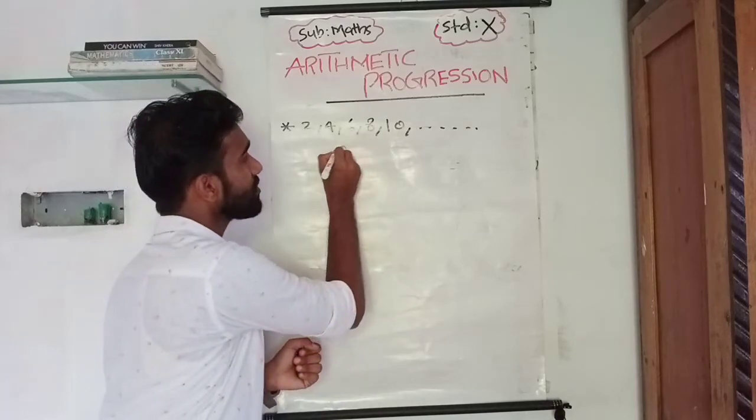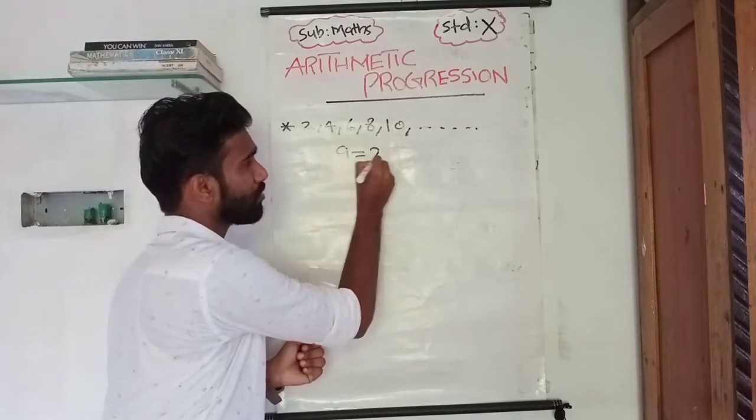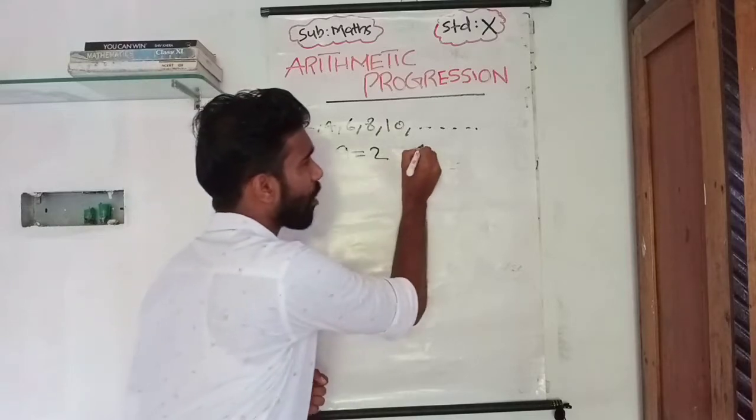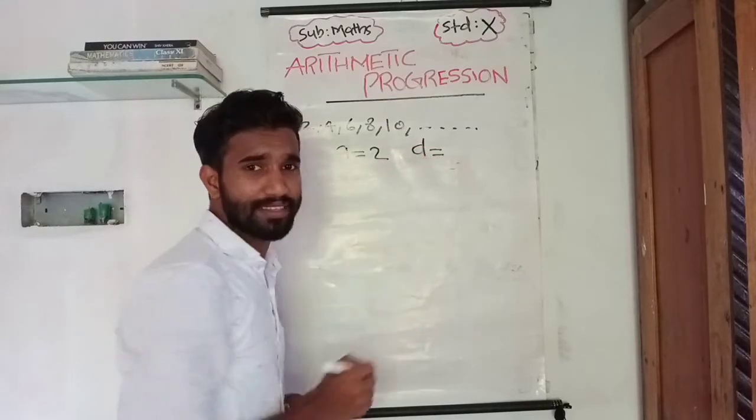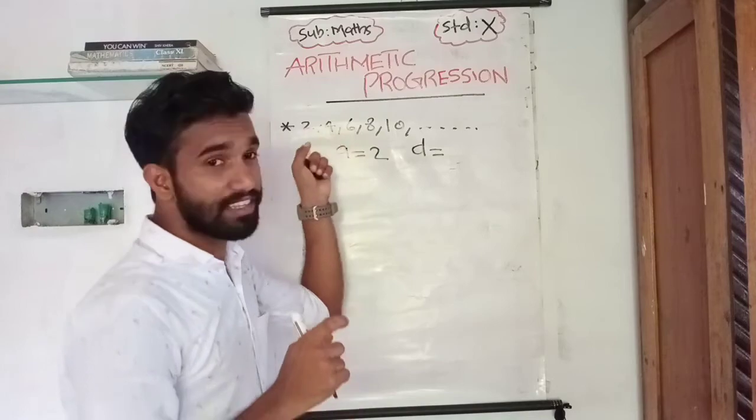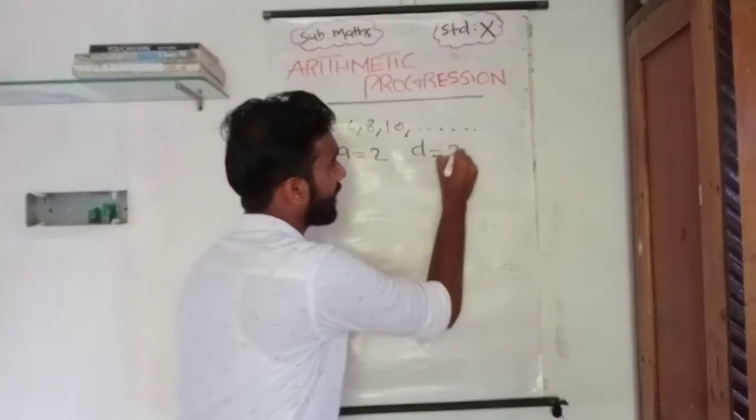Consider the arithmetic progression 2, 4, 6, 8, 10. Here the first term a is equal to 2. What is the common difference? Common difference is 4 minus 2. What is it? It is again 2.